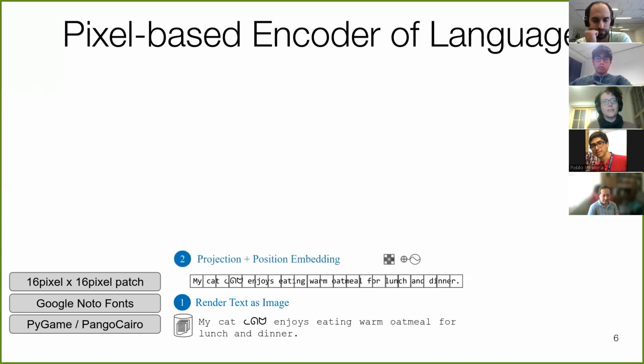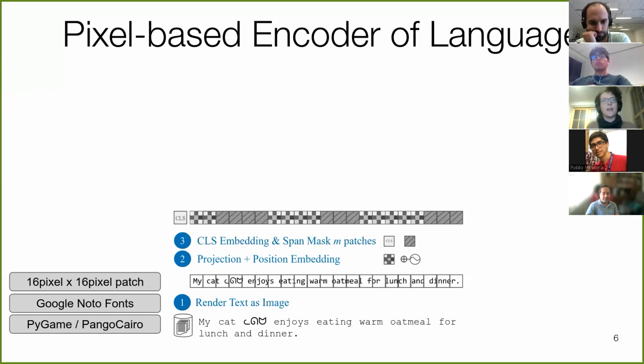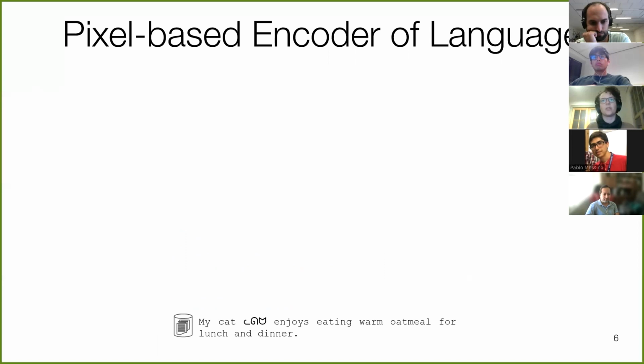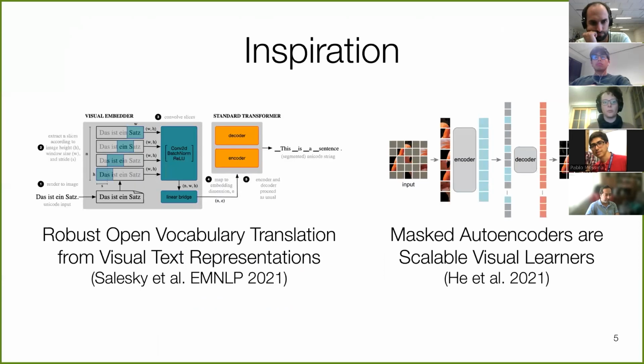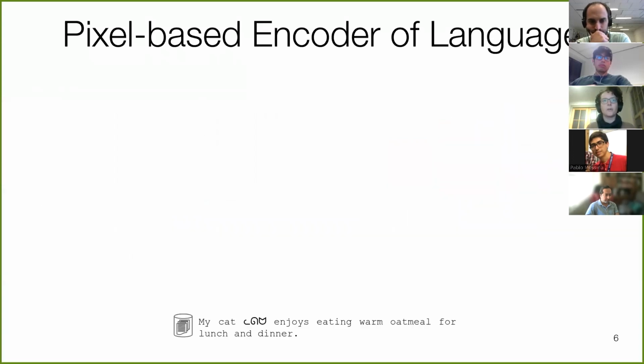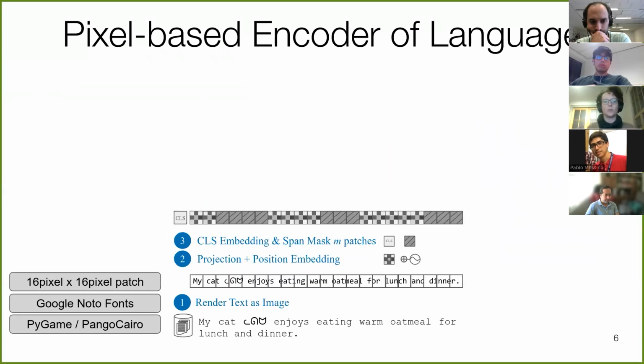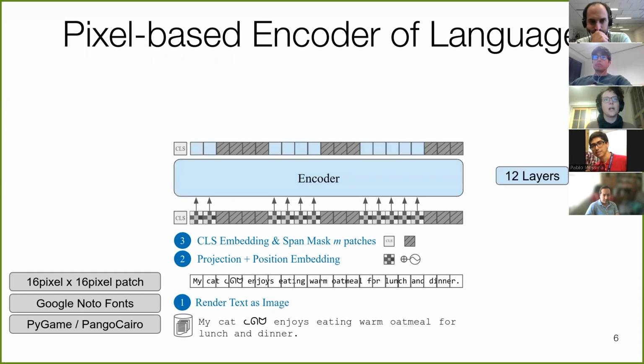These are projected and position embedding is added. And then we mask spans of patches. That's a slight difference with the model that we use, where they just randomly mask different patches in the image. Here, to make it more adapted to text, we randomly mask different spans with some probabilities as for the length of the spans.